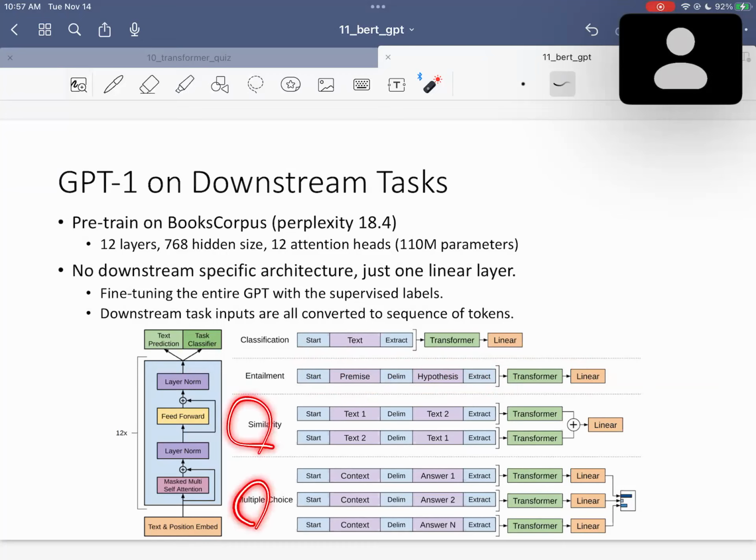And same deal with similarity and multi-choice questions. So you don't need specific layers or downstream-specific architecture. You just have one linear layer that you use to fine-tune the entire 12 layers of transformers.